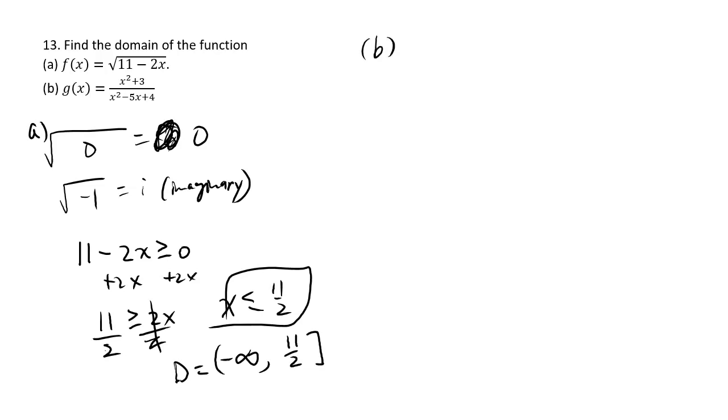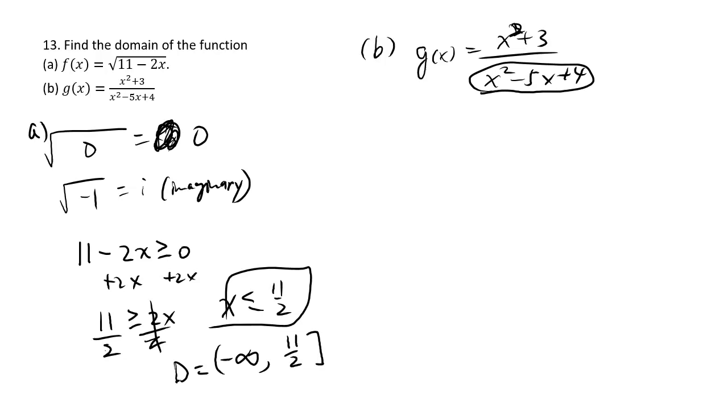What about question B? Well, whenever you have a fraction, x squared plus 3 over x squared minus 5x plus 4, it's this denominator that causes us the headache. If this ever becomes 0, then g of x becomes undefined. So we want to figure out when the denominator equals 0.